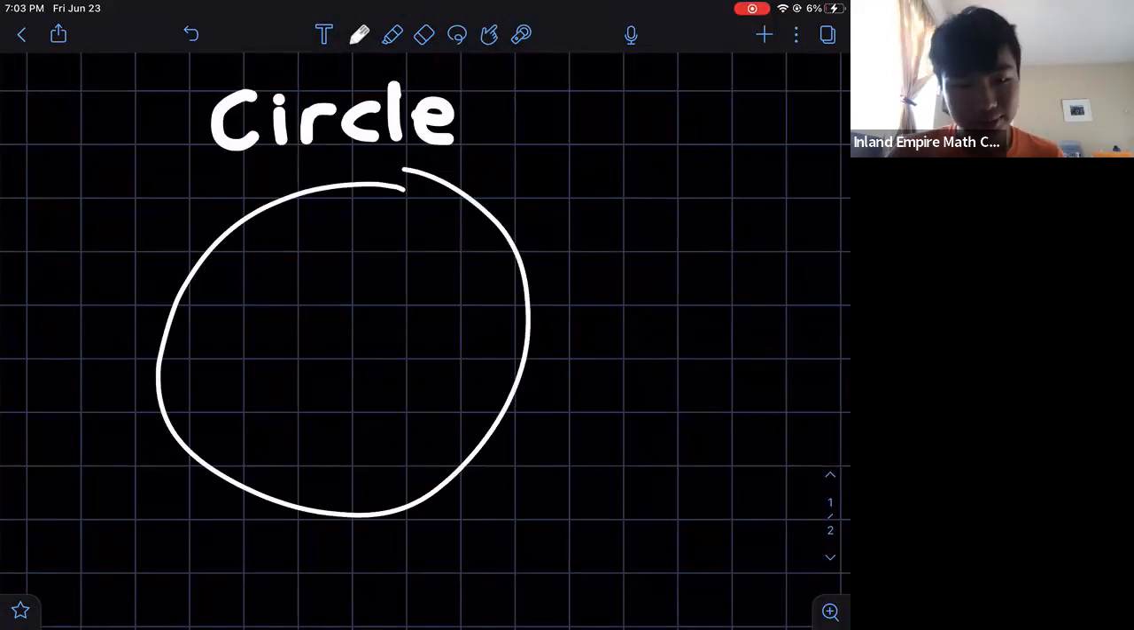But does anyone know the exact definition of a circle, or how you can create a circle using just conceptual ideas, like what a circle actually is? Does anyone have any ideas, or does anyone know that?